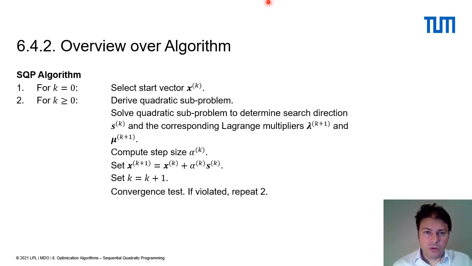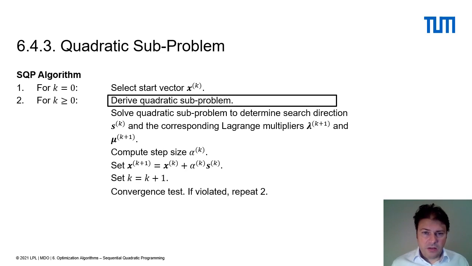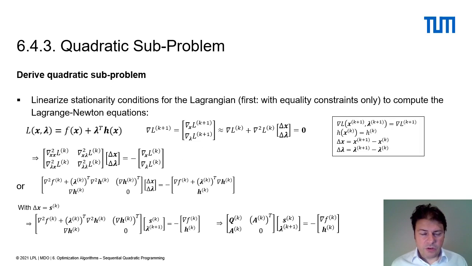This is the overview of the algorithm. The start vector will be selected as a feasible start vector, like for the QP problem, to set up the active set. Then you derive a quadratic subproblem. The quadratic subproblem is the linearized version of the stationarity conditions for an increment xk plus 1.